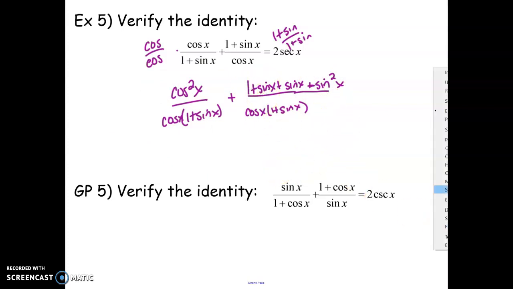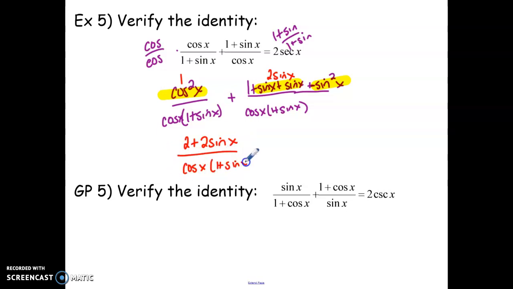So if I look at this closely, I'm going to use a highlighter here. Cosine squared of x plus sine squared of x is 1, and then I can combine that 1 together with the other one, and this is going to be 2 sine of x. So I end up with 2 plus 2 sine of x over cosine of x, 1 plus sine of x.